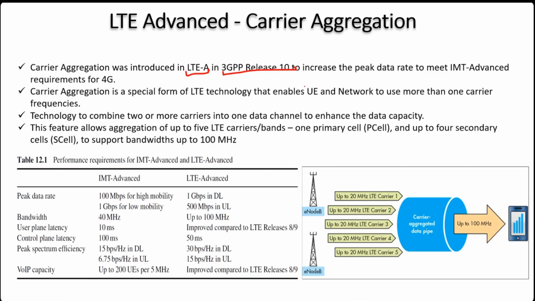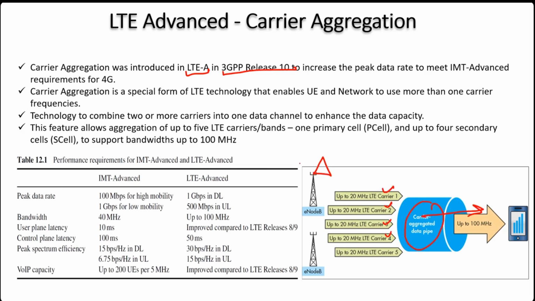In this, you are going to use multiple frequencies to aggregate the carrier. It is going to combine two or more carriers into one channel. Like you can see, multiple carriers are put in one pipe and aggregated up to 100 megahertz to enhance the throughput. As simple as that.